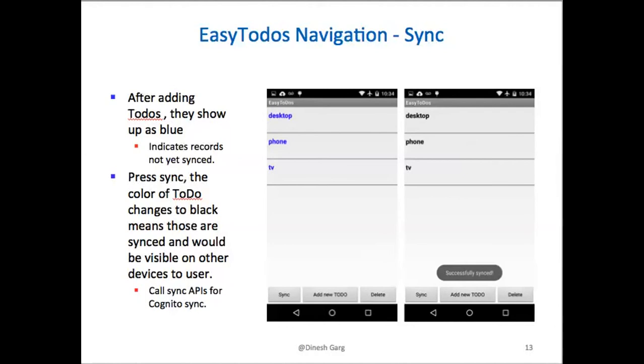and TV. On the left, as you can see, it shows up in blue, which essentially means that basically this item is just available locally. These are not yet synced to the server. That's why on the right screen, when I click on the sync button, it says successfully synced, and now those are synced to the server. And I'm changing the color from blue to black here.